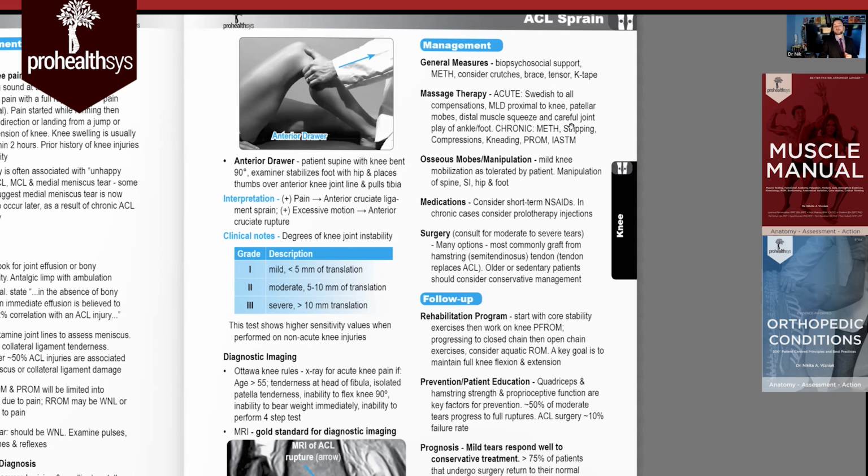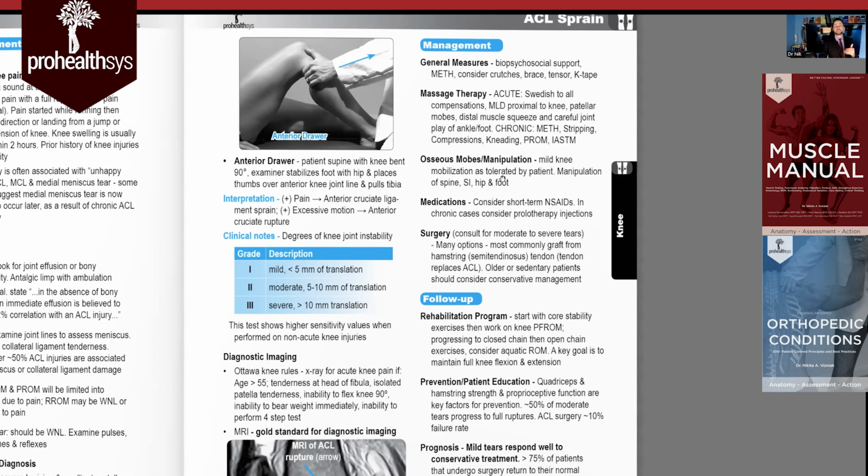In chronic cases, or more longer term or non-acute, you can move into things like meth, get them on the drugs of movement: exercise, traction, and heat. Stripping, compression, I'm a big fan of passive range of motion and instrument assisted techniques. Also, osseous mobs may not be a bad idea as tolerated.